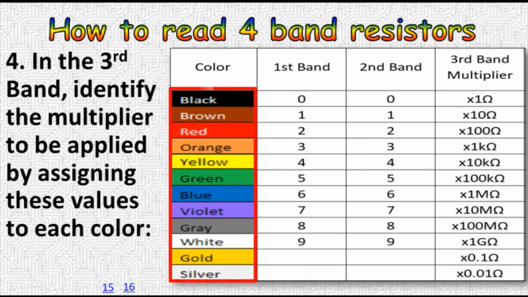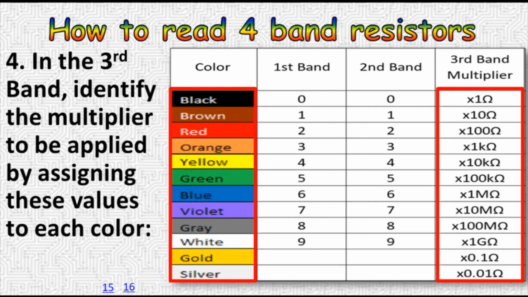Okay, kung mapapansin nyo yung ating mga kulay, may mga katumbas din siyang values sa third band. Okay? Yung black times 1, brown is times 10, red is times 100, orange is times 1,000 or 1 kilo ohm, yellow is times 10 kilo ohm, green is times 100 kilo ohm, blue is times 1 mega ohm, violet is times 10 mega ohms, gray is times 100 mega ohms, and white is times 1 giga ohm. Okay? Or 1 billion ohms.